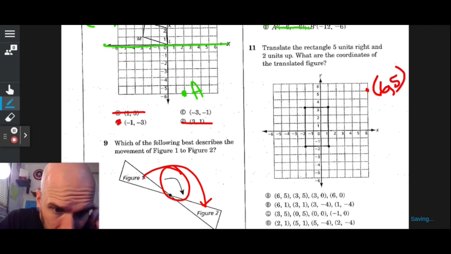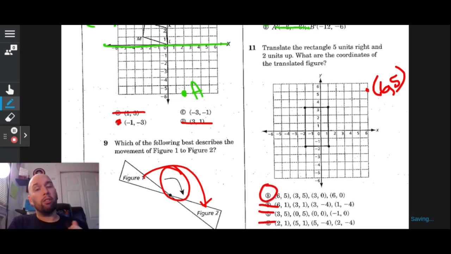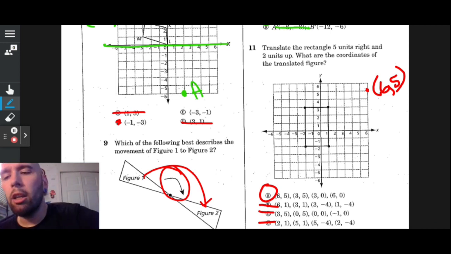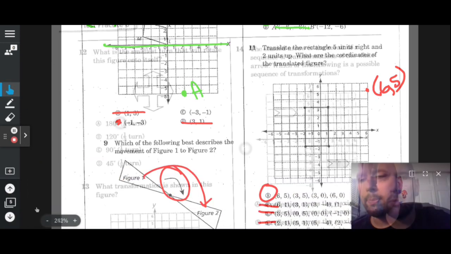So that's (6, 5). So let's see if we can eliminate any answers. (6, 5), you could be it. B doesn't have a (6, 5). C doesn't have a (6, 5). And D doesn't have a (6, 5). Well, that just makes my job so much easier. Thank you, multiple choice. I would do the same thing to all the other dots if you needed to.